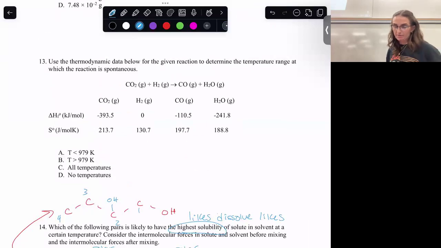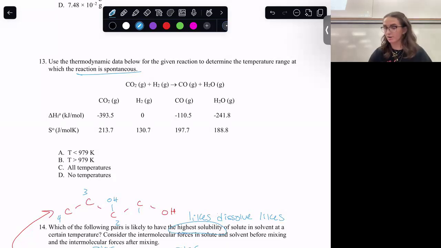Okay, so use the thermodynamic data below for the given reaction to determine the temperature range at which the reaction is spontaneous. Okay, so this is very similar to the chart question we did. So we're looking here, we have delta H and we have delta S. So what they're asking for, right, is when is this reaction spontaneous? So what do we need to know? Or what do we need to solve for first?